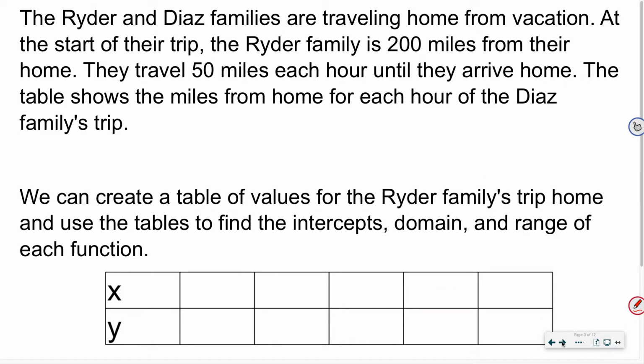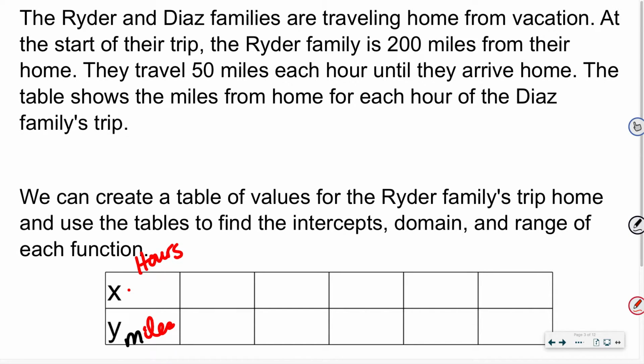So let's start by taking the Ryder family's information and putting it in a table. If I have an x and a y, an input and an output, what do you think would represent the input and what do you think would represent the output? Like, what would be the x and what would be the y? Is x the miles? Or is x the hours? Hours. The x will be the hours that they've driven. And then the y would be what? The miles. Great.